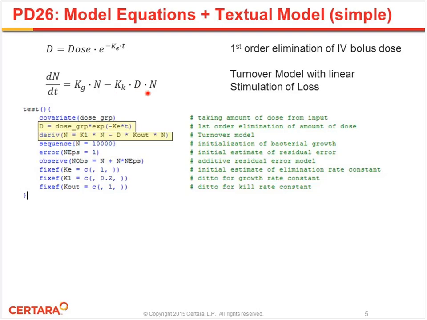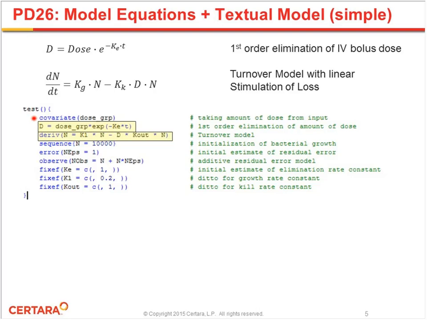So when you want to implement these two equations into the code, you see this here a little bit highlighted, is exactly as we write the formula. You can do the same in PML. You just write it as it is. We start actually with the first line, a covariate statement, dose group.